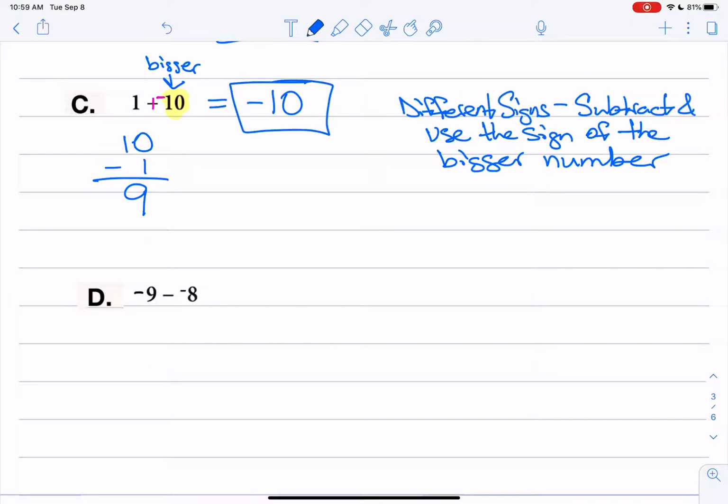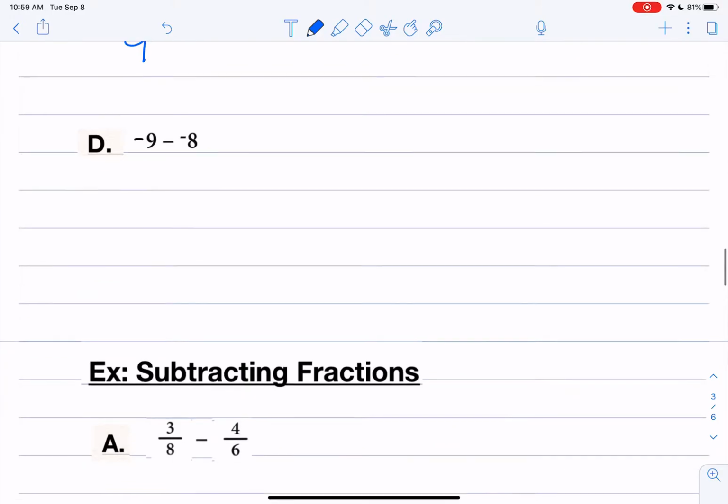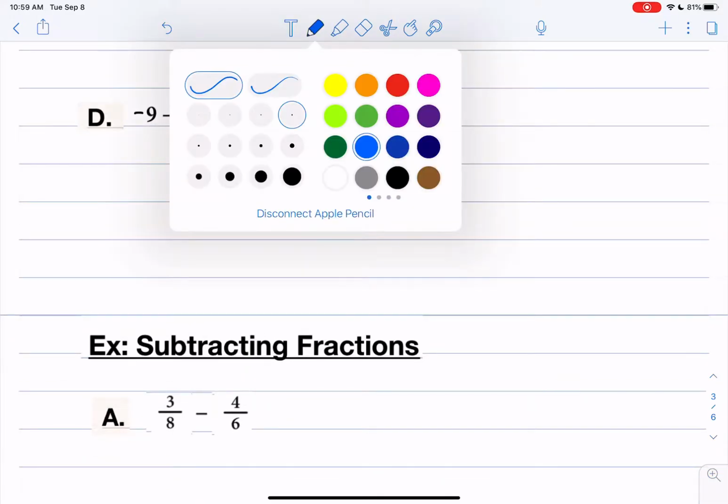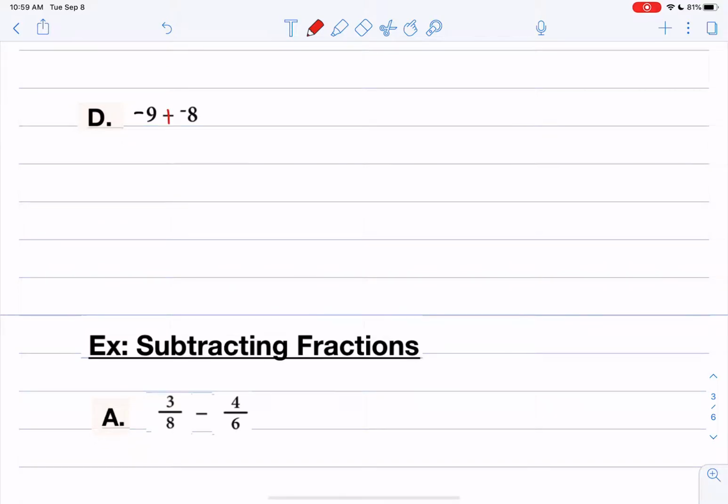And last but not least, now we have negative 9 minus a negative 8. So step 1 is going to be to change that subtraction to addition. Step 2 is to take the second number sign and make it the opposite. This is a negative 8, so the opposite would be a positive 8. Step 3, follow the same rules for adding integers.